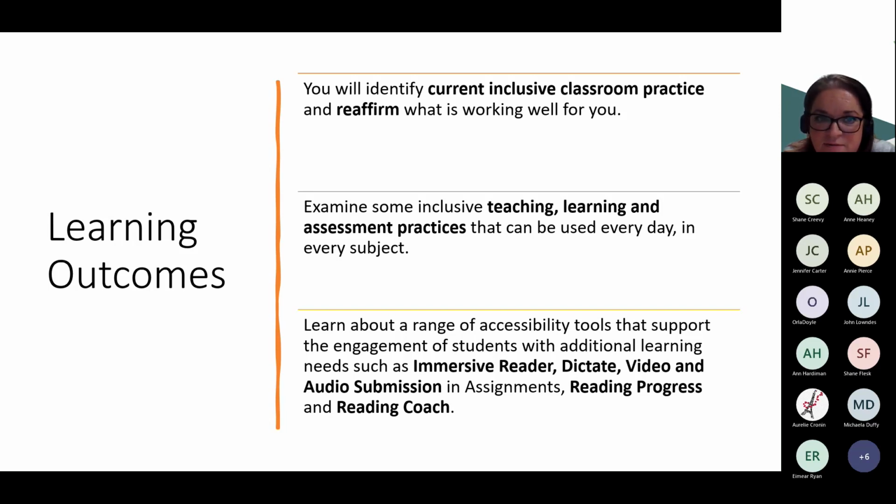can be used every day in every subject, and then learn about a range of accessibility tools with Fiona, such as immersive reader, dictate, video and audio submission in assignments, reading progress and reading coach, to name but a few. I know I probably missed a few there, Fiona.